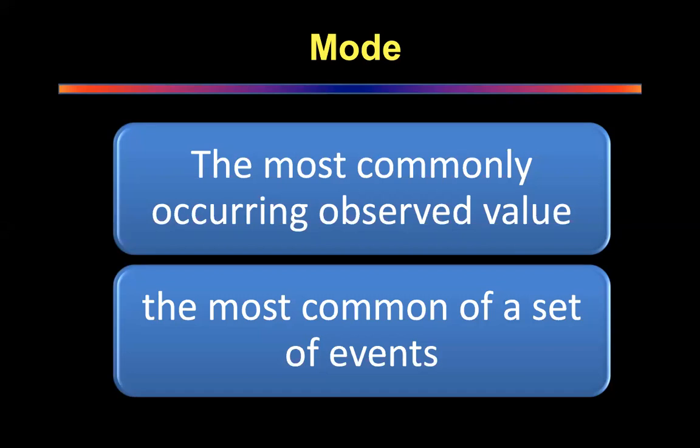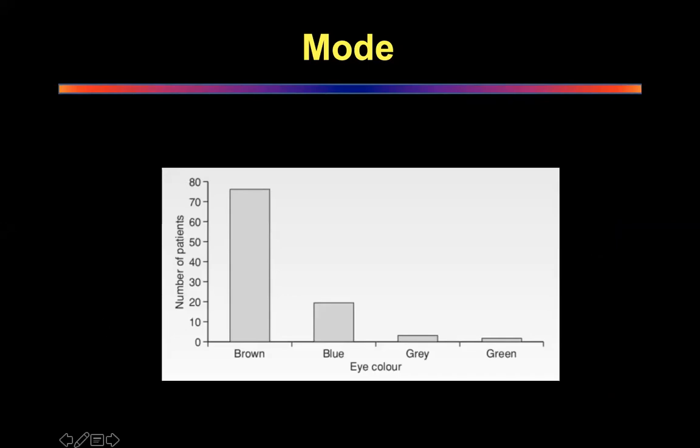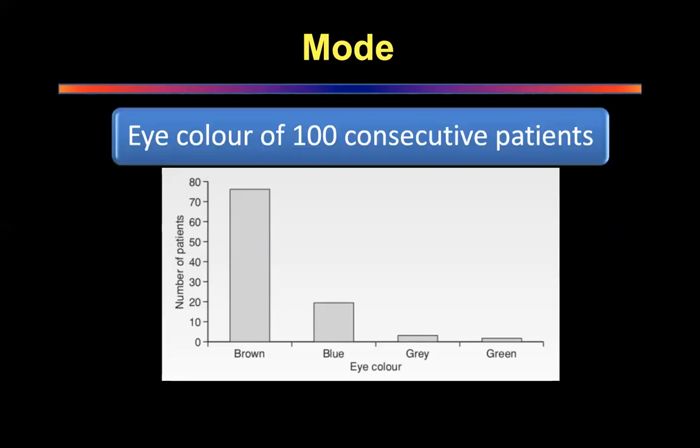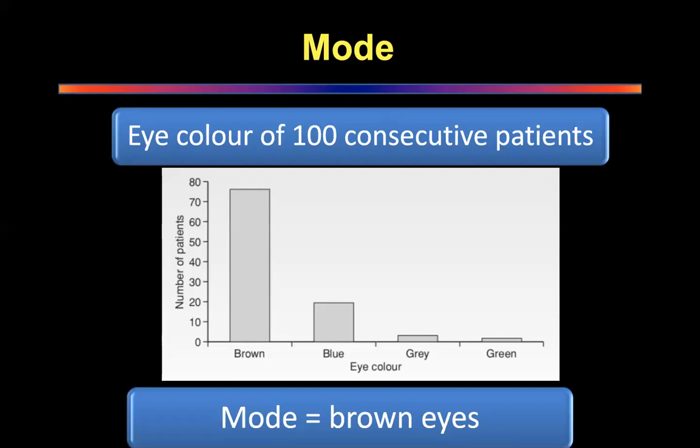mode in that conversation. So look at this graph. When you see a graph, try to identify in your mind what the mode is here. This is eye color of 100 consecutive patients. The mode here is brown. So mode may not be a number. That's what I'm trying to explain to you. The mode may be an event or a quality.